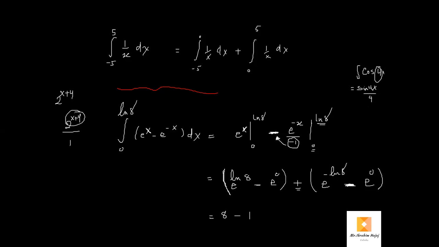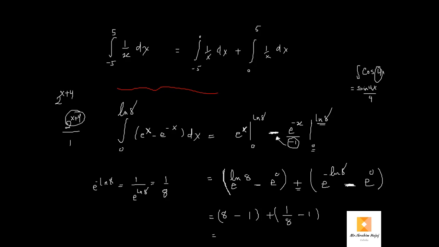e power 0 is 1, plus. Yes, e power negative ln 8 will be 1 over 8. That's what the calculator gives me. Because e to the power of negative ln 8 is equal to 1 over e to the power of ln 8, which equals 1 over 8. And then minus 1.